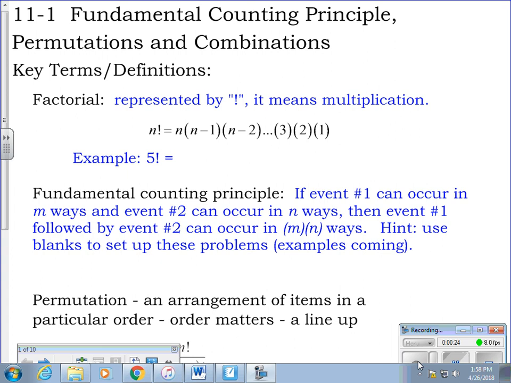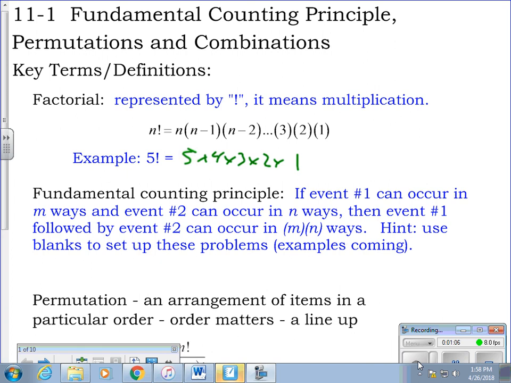Factorial, represented by an exclamation mark, means multiplication. N factorial means n times n minus 1 times n minus 2, all the way down to 1. So, for example, 5 factorial does not mean I say 5. The exclamation mark does not mean I use emphasis and enthusiasm when saying it. 5 factorial means 5 times 4 times 3 times 2 times 1. That is what a factorial is: that number times 1 less times 1 less times 1 less.